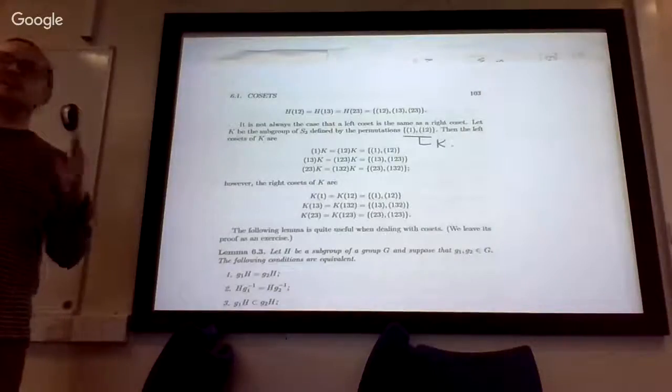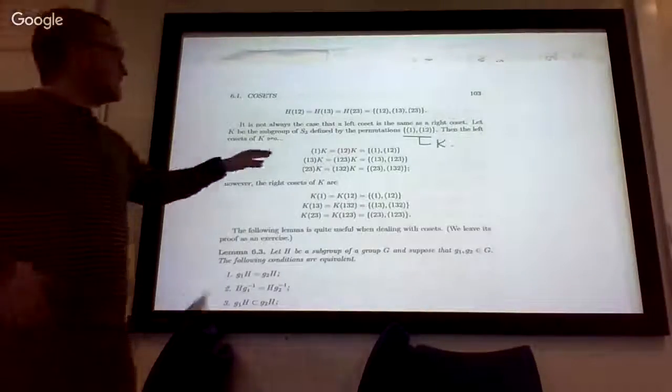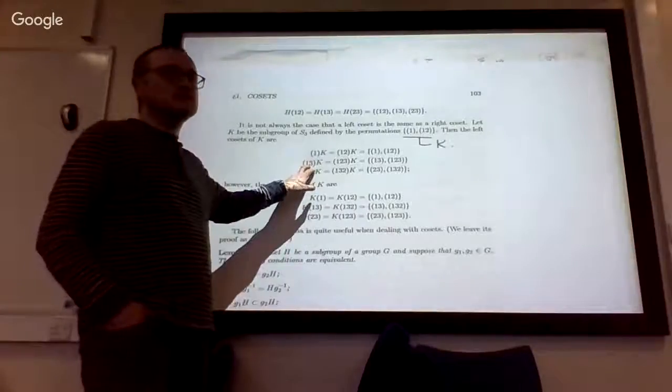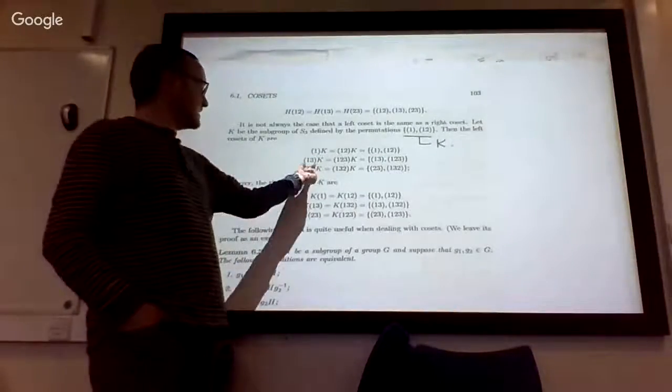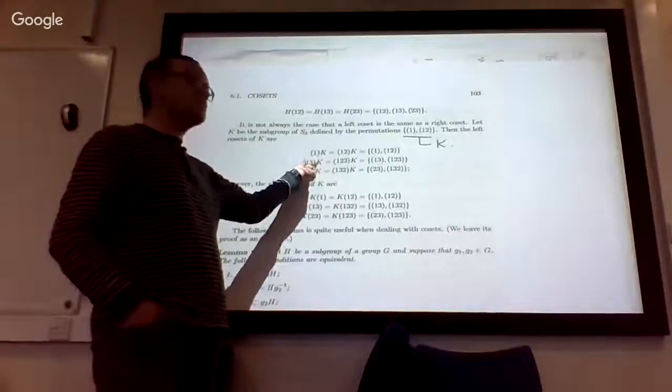So this is what we mean by translating the subgroup. How do we translate the subgroup? How do we move it around the group? We simply hit the subgroup with this particular element. You choose an element from the group, say the cycle (1 3) from S3, and you hit everything in K with (1 3) on the left.